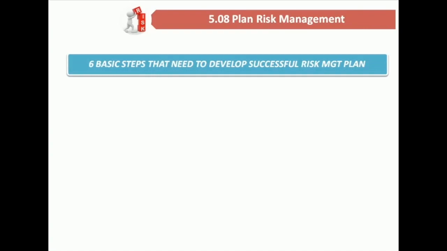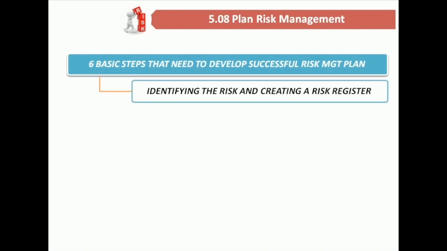There are 6 basic steps that need to be followed in order to develop an all encompassing and successful project risk management plan. The first one is identifying the risk and creating a risk register. Before you think about managing and mitigating risk, it's important that you know them and identify them correctly.